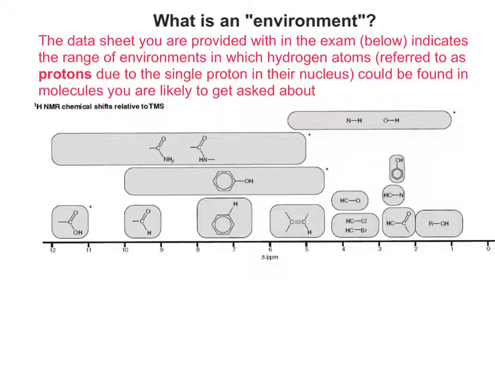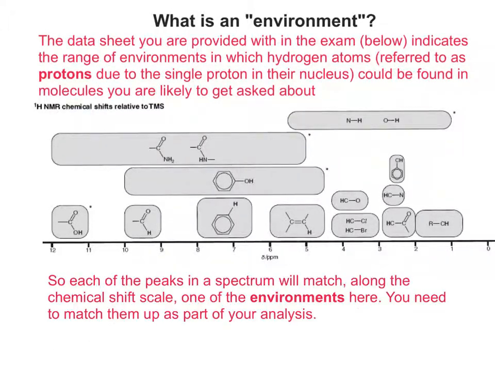So an environment is basically where a hydrogen atom in a molecule might be found. And the data sheet, or the part of the data sheet that refers to the hydrogen NMR chemical shifts relative to TMS, is provided here. We'll talk in a second about what TMS actually is. So each of the peaks in a spectrum will match along the chemical shift scale one of the environments here. What you need to be able to do is match them up as part of your analysis.